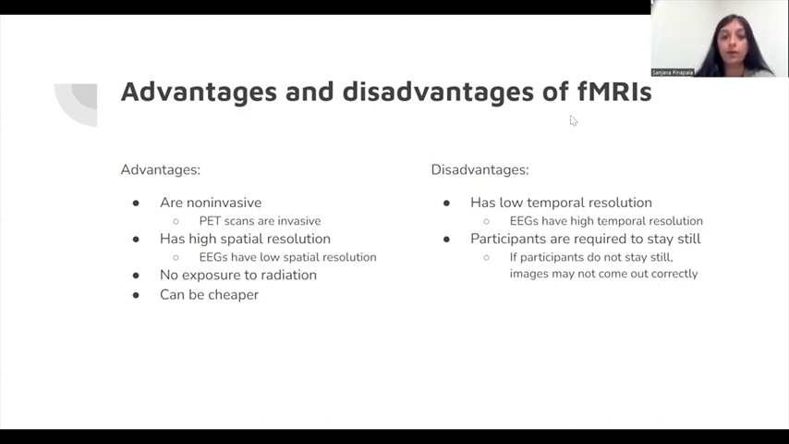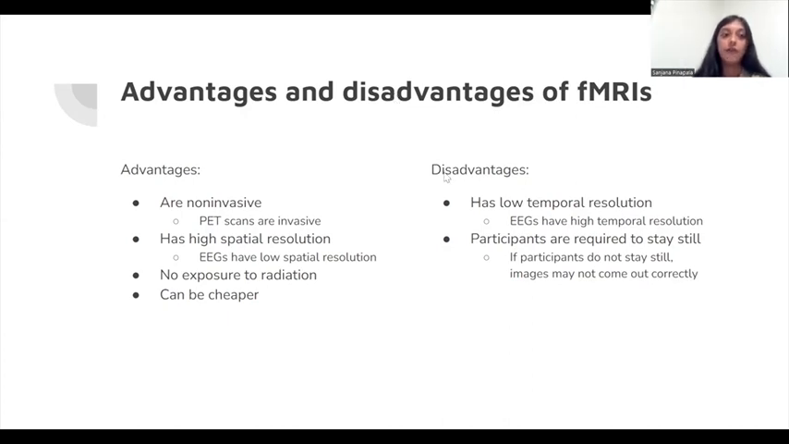For example, a pro is that fMRIs are non-invasive, whereas PET scans are invasive. fMRIs also have high spatial resolution, whereas EEGs have low spatial resolution, and patients do not have to worry about being exposed to radiation while undergoing an fMRI process, and they can also be cheaper than other scans.